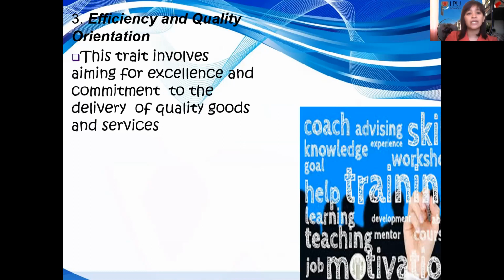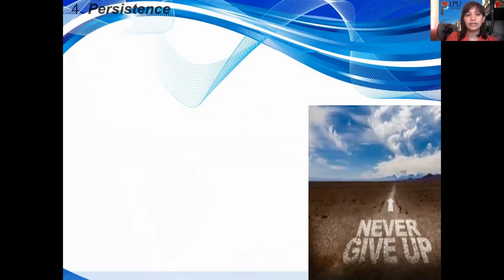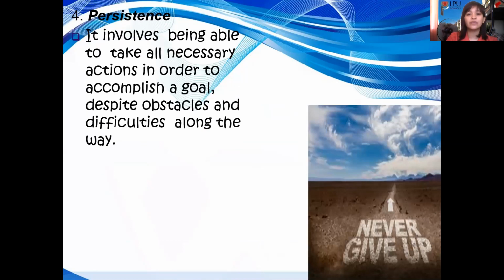The next one is efficiency and quality orientation. So this trait involves aiming for excellence and commitment to the delivery of quality goods and services. It means you strive to do things better, faster, at a lower cost. Next, persistence. It involves being able to take all necessary action in order to accomplish a goal despite obstacles and difficulties along the way. It means you're getting up and staying on course despite false starts and miscues.